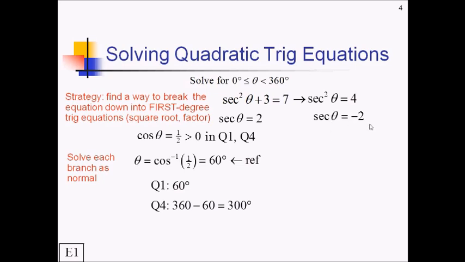So let's go ahead and solve this one now. We're going to follow pretty much the same pattern we did over here, though. This is going to become cosine equals negative 1/2. And now let's figure out what quadrants we're in for this one.